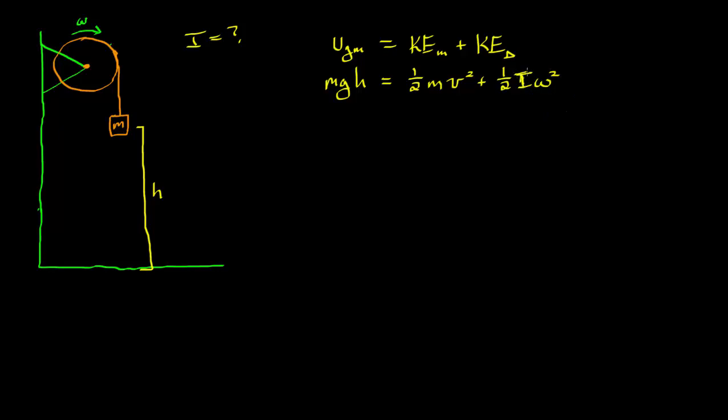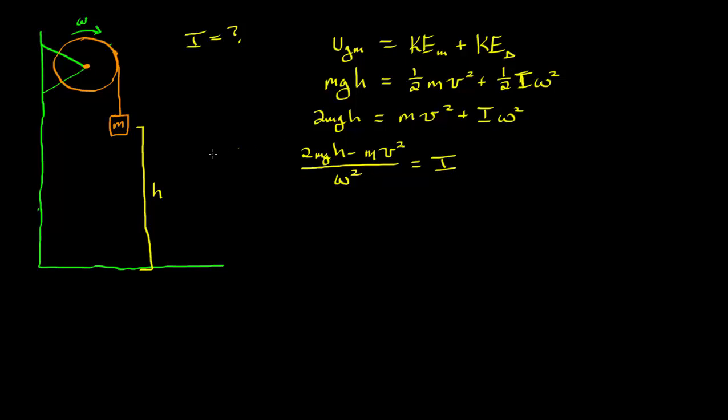All right. From this point, now we can solve for I. So I'd probably multiply everything by 2 first. So 2 mgh, and that's going to cancel on the other side. So we get mv squared plus I omega squared. So we can move this over: 2 mgh minus mv squared. That would leave this term, and then we divide by omega squared equals the rotational inertia.